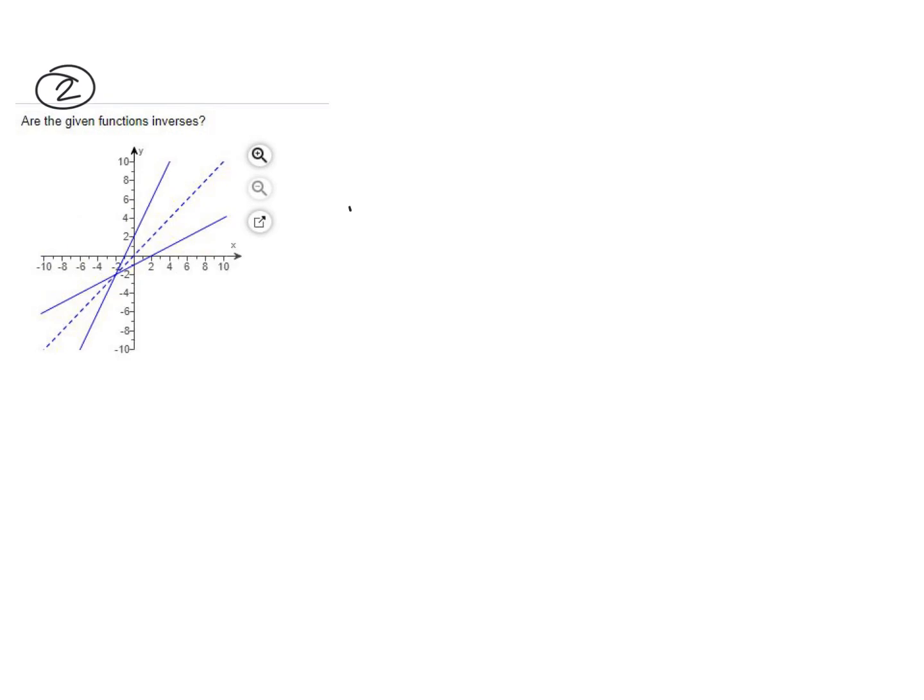Okay. So this is no, they are not inverses because they do not reflect across the line y equals x. We could also use ordered pairs to help us determine that. On number 2, this is a great example of a yes. You can see that the line is reflected across y equals x.